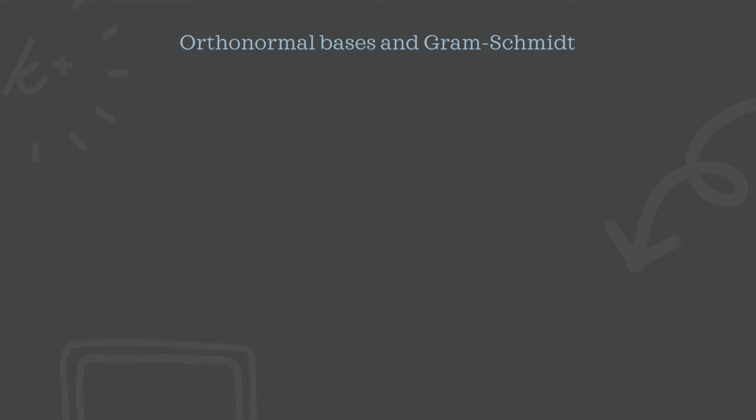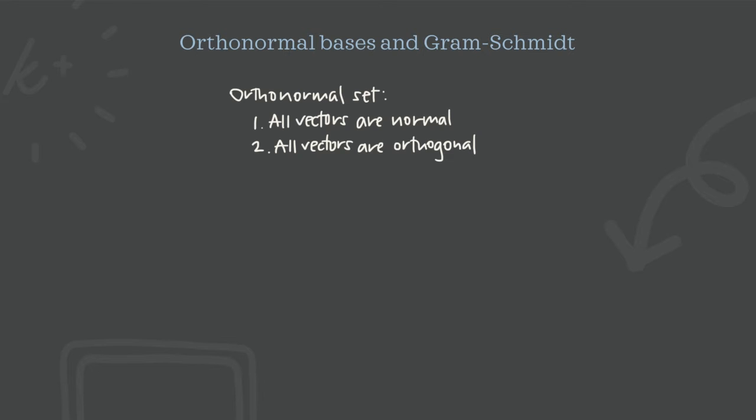We're continuing on with this idea of convenient vector sets, and in this section, we're focusing on orthonormal bases, which are an extremely convenient kind of vector set to use. So orthonormal vector sets are sets in which every vector in the set is both a normal vector, so it has length 1, and every vector in the set is orthogonal to every other vector in the set. Sets like this dramatically simplify all kinds of linear algebra problems, which is why they're so important to us.